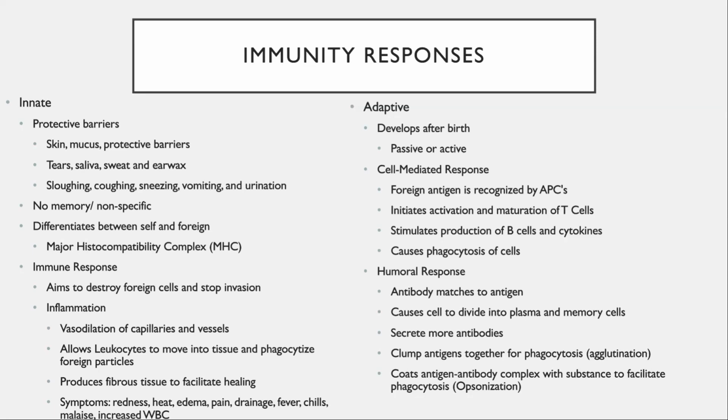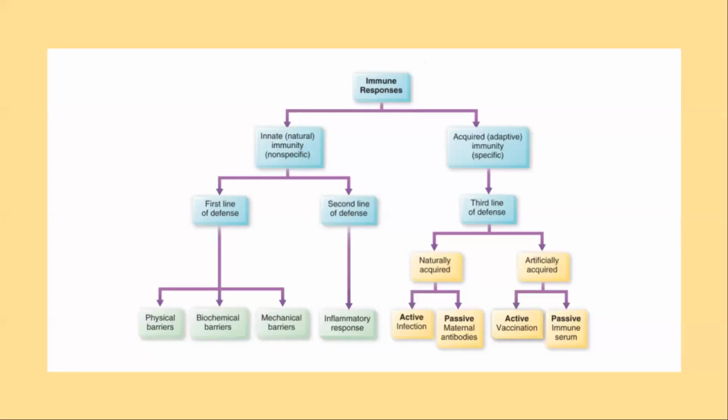Another part of the humoral response is opsonization, and this is when the antigen-antibody complex is coated with a substance to facilitate that phagocytosis. Here's a little chart that describes how that is broken down. So on the left, you can see the process of innate or natural immunity, which is nonspecific.